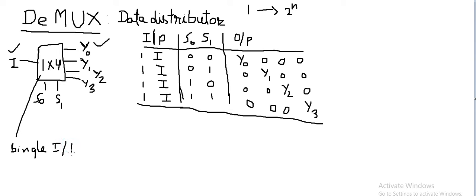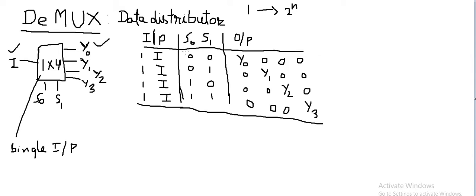So you can say that the demultiplexer is a single input and multiple output combinational circuit, which is the reverse of the multiplexer, where the multiplexer has multiple inputs and a single output, but the demultiplexer is a single input and multiple output combinational circuit. But I will write only that the input is I, because the input can be 1, it can be 0.